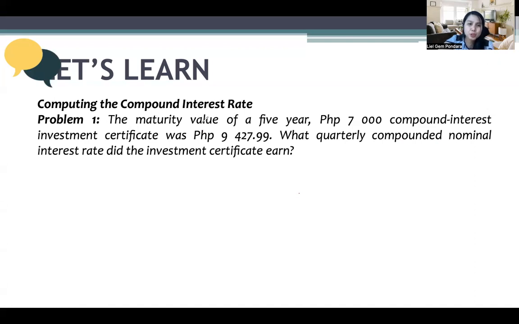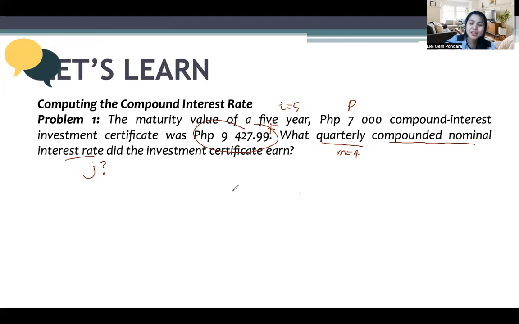Example. The maturity value of a 5-year, our time is 5 years, 7,000 compound interest. So it means that this is our principal, was 9,427.99. This is the maturity value. So it's our F, the future value. What quarterly? So our M is 4. Compounded nominal interest rate. We're looking for our J. Did the investment certificate earn?